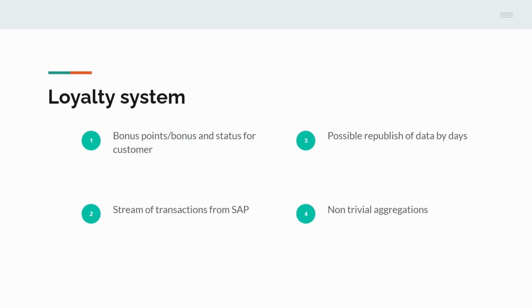So you will be a customer. You are collecting bonus points. Bonus points, they are just numbers, just the integer, and you have some amount of it. You are getting it for the transactions.